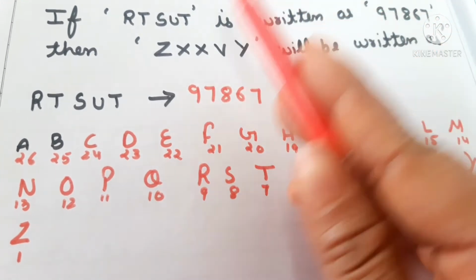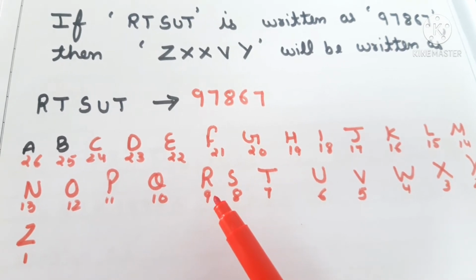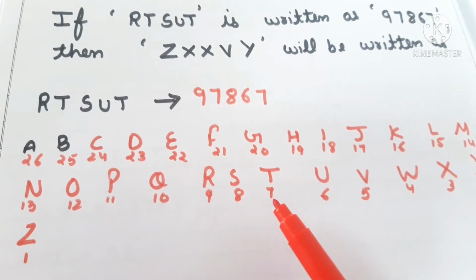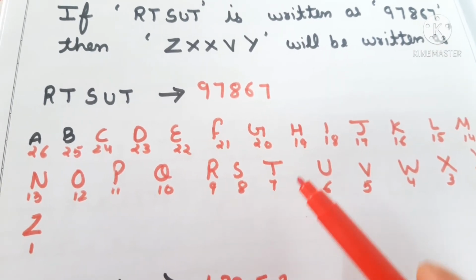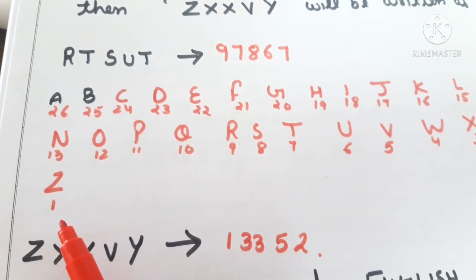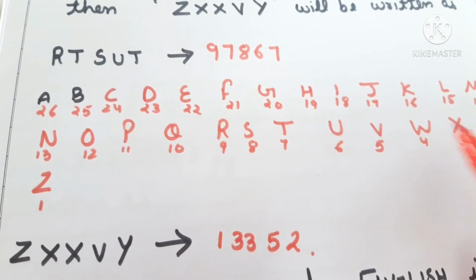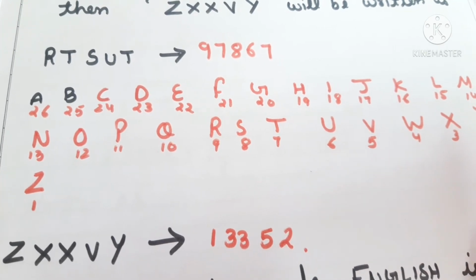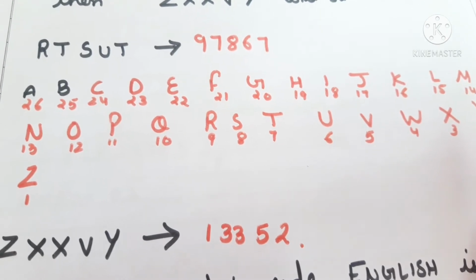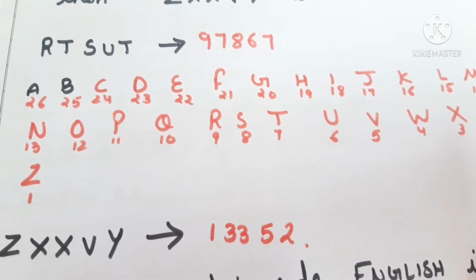Clear? Now the same way, R is at the 9th position here, and T is at the 7th position from the back end. In the same way, if I am going for ZXXVY, Z is at the first position from the back end. X is at the third position from the back end. V is at the fifth position from the back end, and Y is at the second position from the back end. Clear? So in the same way you can use this code language for your words, for anything you want to do while you're playing.